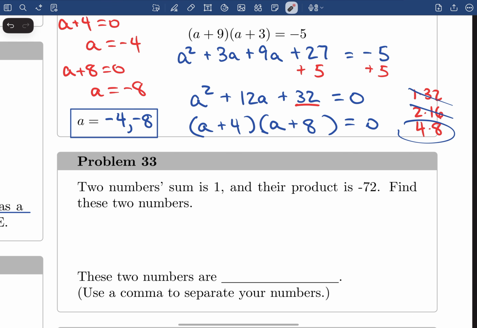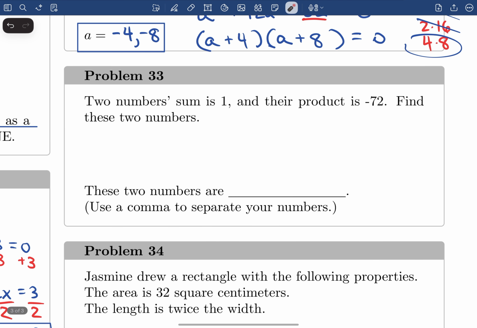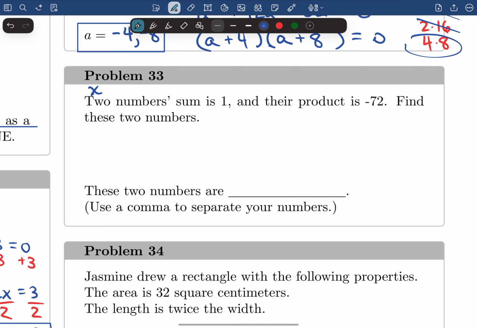Great. Problem 33. Two numbers' sum is 1, and their product is -72. Find these two numbers. Great. Let's call those numbers x and y. How's that sound? X and y. Love it. So if I take x and I add it with y, the sum is 1. And if I take x and I multiply it with y, its product is -72. Right? Great. Can you think of two numbers that satisfy these conditions?